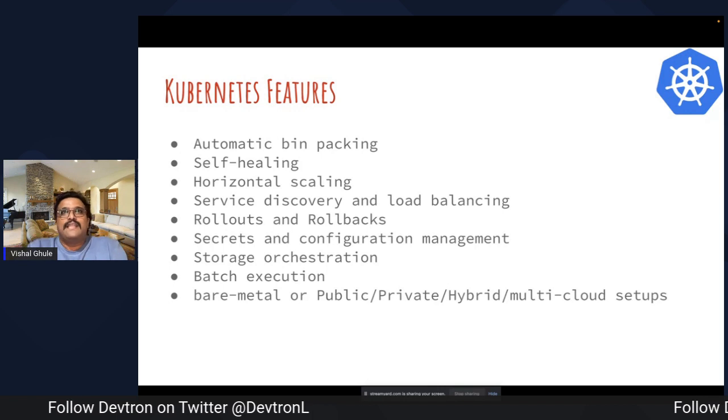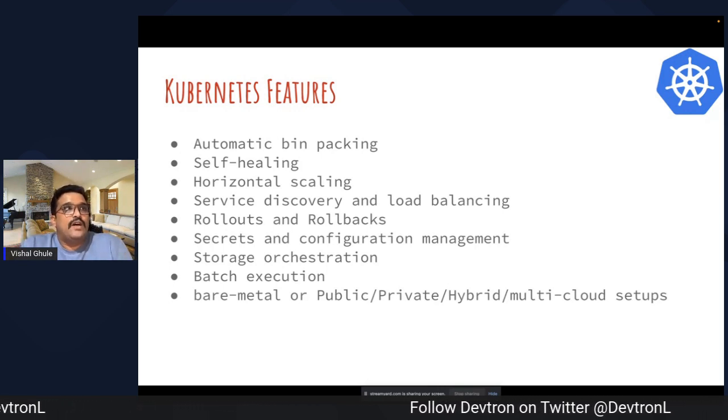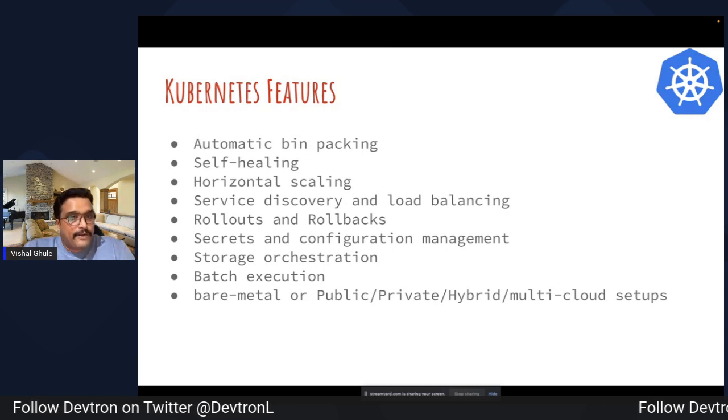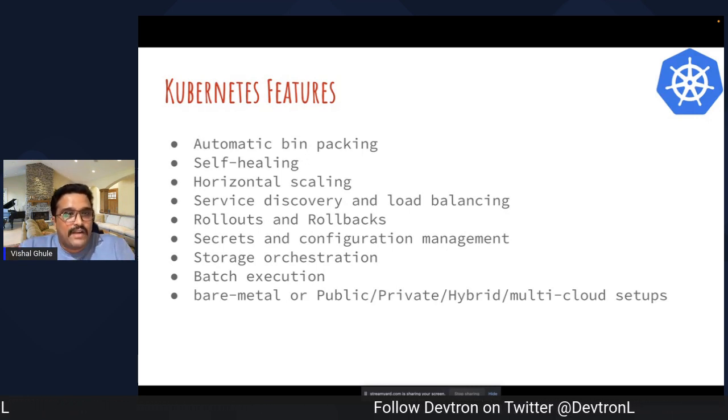Kubernetes also provides support for batch execution. Batch execution means we can provide some jobs: we can use normal jobs, which will run to completion, and we can use cron jobs to schedule a job at a particular time. So Kubernetes provides support for this kind of batch execution whenever we require it.